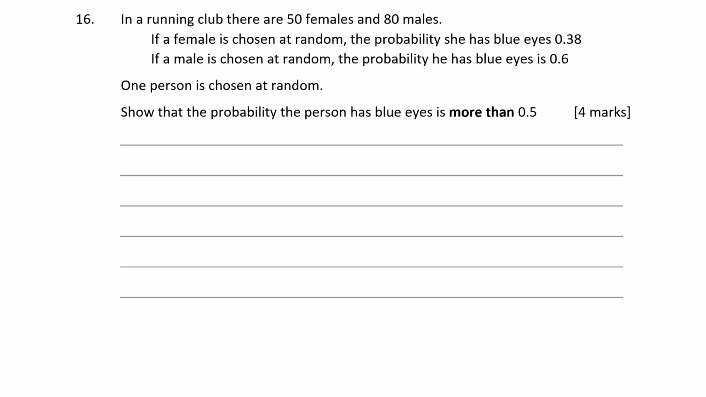In a running club, there are 50 females and 80 males. If a female is chosen at random, the probability that she has blue eyes is 0.38. If a male is chosen at random, the probability that he has blue eyes is 0.6. One person is chosen at random. Show that the probability the person has blue eyes is more than 0.5. Okay, I'm going to write this down as a tree diagram. First off, I'm going to have a branch for male and female, for my 50 females and my 80 males.